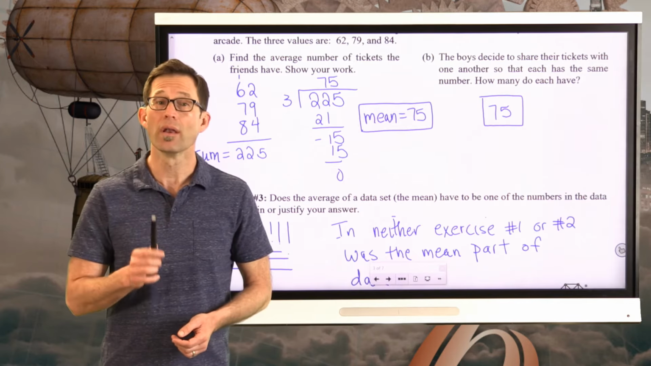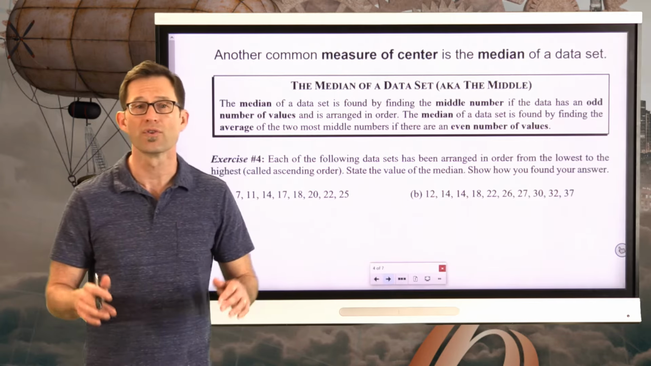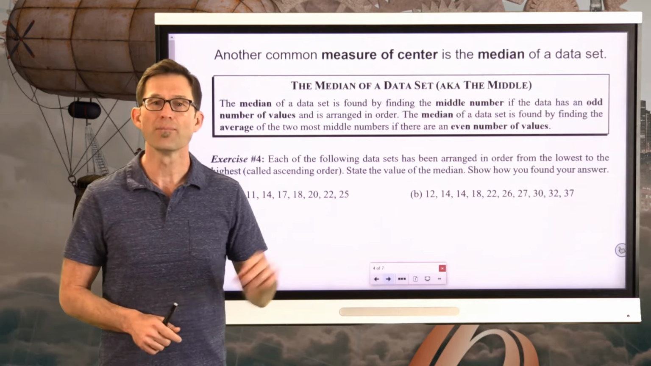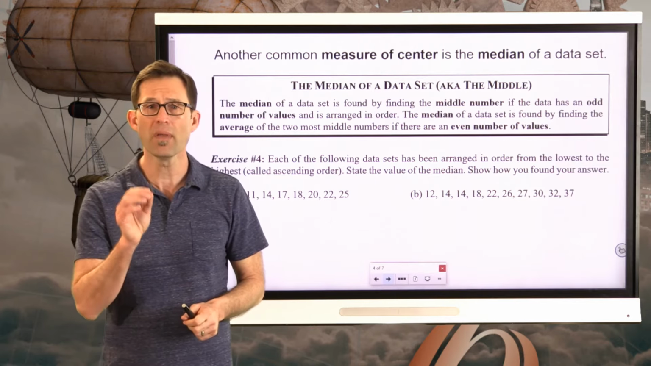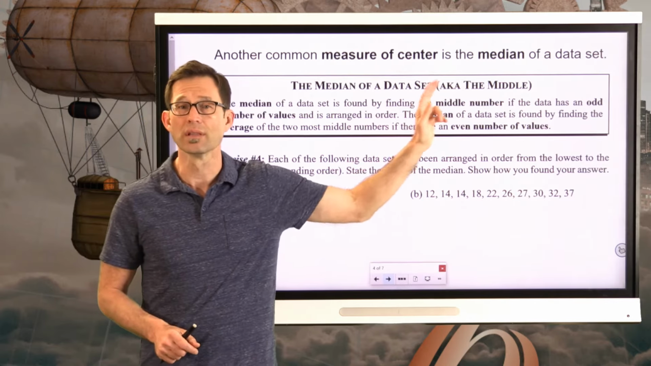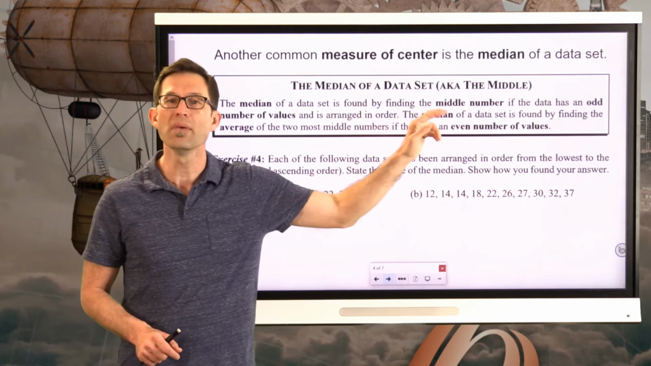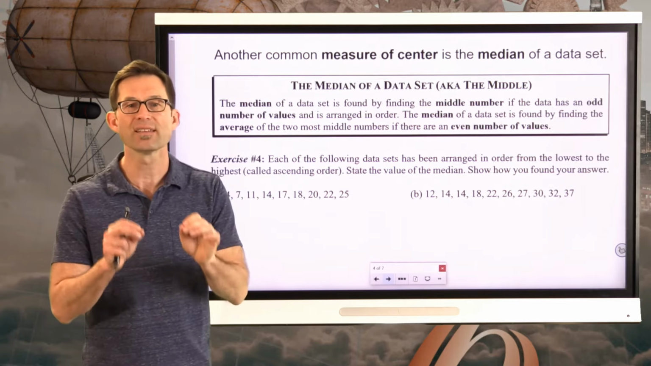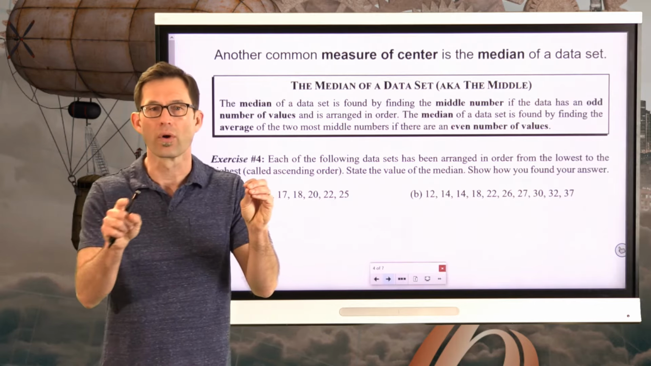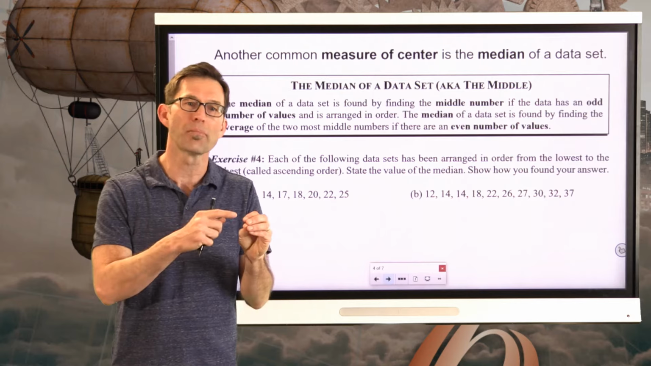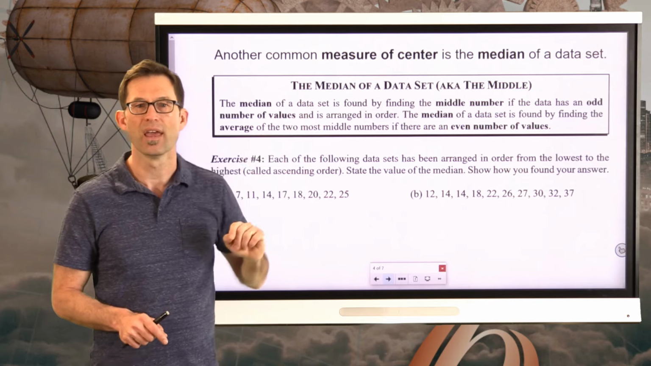All right, let's take a look at another very common measure of center. Now, the mean is critically important. You talk about averages all the time, but another common measure of the center is what's known as the median of the data set. Now, the median of the data set is sometimes also known as literally the middle of the data set. The median of a data set is found by finding the middle number of the data set if it has an odd number of values, all right? So if I arrange all the values of a data set in numerical order, in ascending or descending order, going up or going down, the number that's right in the middle, that's the median of a data set.